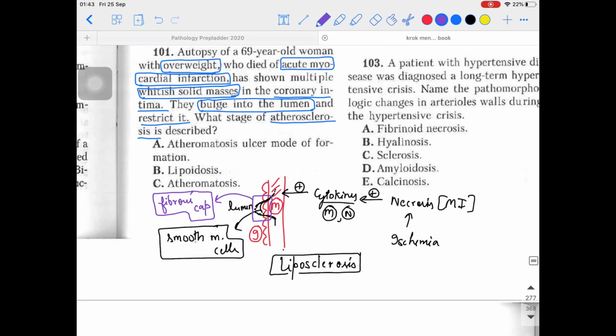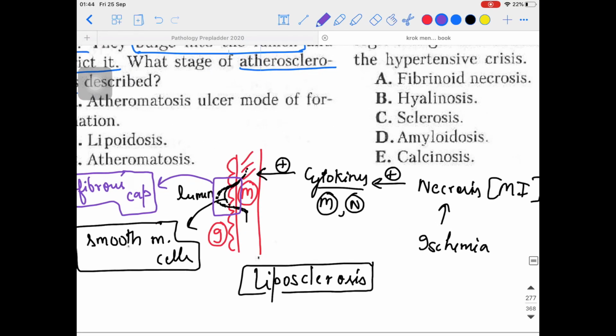Ischemia will be causing the necrosis. In our case, they gave the case of acute myocardial infarction. So in myocardial infarction, you are very well aware that there will be the necrosis of the cardiomyocytes. They will cause the stimulation of the cytokines, that is, in our case, the macrophages and neutrophils and all these kinds of cytokines.